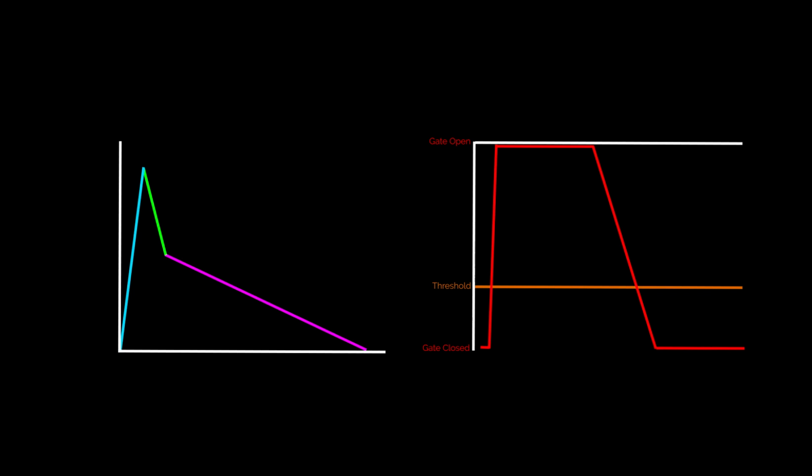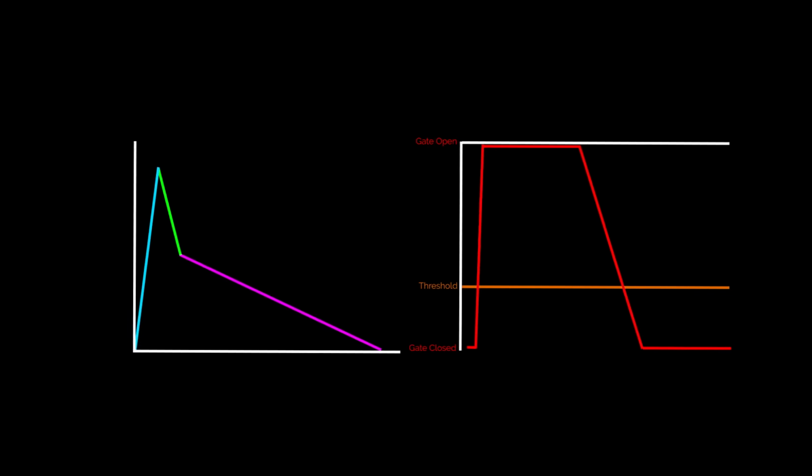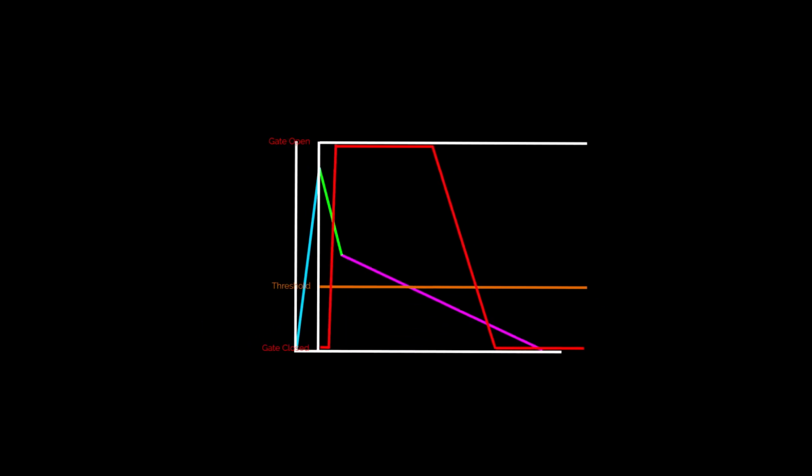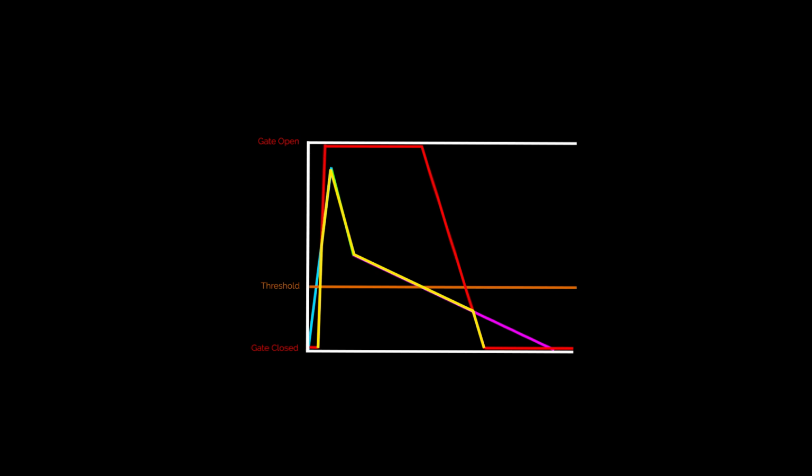Let's take this example. On the left, we have the envelope of a note. On the right, we have a gate which is applied to that note. We can add these together and consider whether the resulting amplitude envelope is appropriate for the instrument we're processing. We'll come back to this idea later, but first, let's look at how each of our processors work.